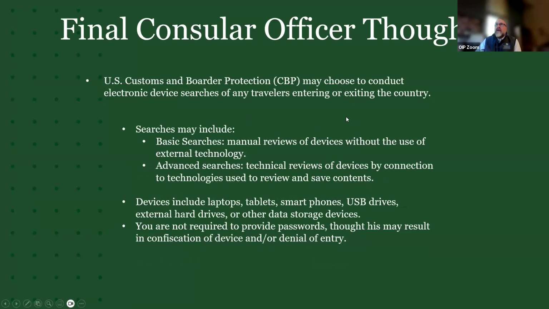And then a final thought on U.S. Customs and Border Protection, CBP. That's when you enter the United States, you'll engage our U.S. Customs and Border Protection. They may choose to conduct an electronic device search of any travelers entering or exiting the country. Searches can include basic searches, manual reviews of devices without the use of external technology, or advanced searches, technical reviews of devices by connection to technologies used to review and save contents. Devices include laptops, tablets, smartphones, USB drives, external hard drives, or other data storage devices.